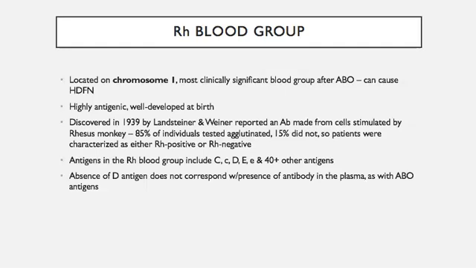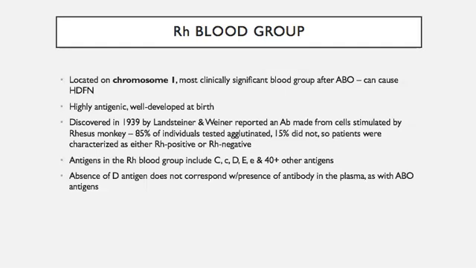It was discovered in 1939 by Landsteiner and Weiner. They reported an antibody made from cells stimulated by the rhesus monkey, which is where the Rh blood group system got its name, from that Rh. 85% of individuals tested agglutinated, 15% did not, so patients were characterized as either Rh positive or Rh negative. So that's where you get the positive or negative part of your blood type.